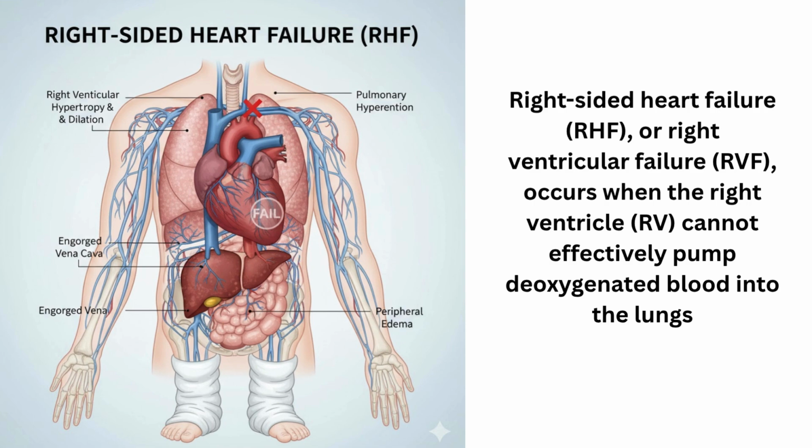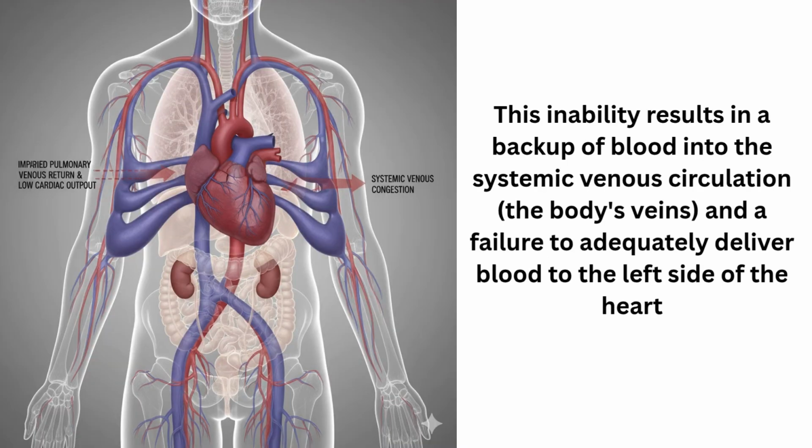Right-sided heart failure, RHF, or right ventricular failure, RVF, occurs when the right ventricle, RV, cannot effectively pump deoxygenated blood into the lungs. This inability results in a backup of blood into the systemic venous circulation, the body's veins, and a failure to adequately deliver blood to the left side of the heart.